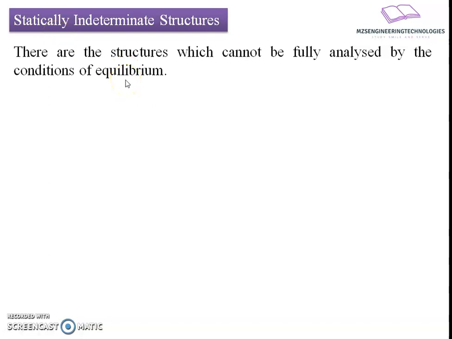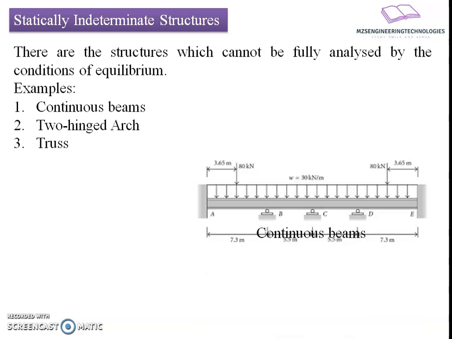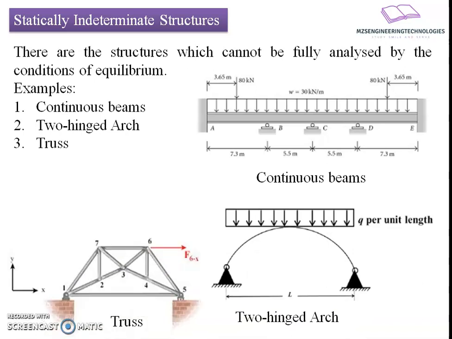Statically indeterminate structures are those structures which cannot be analyzed fully with reference to the available conditions of equilibrium. That means they have more forces than the usable available equilibrium conditions. Examples of statically indeterminate structures are continuous beams, two-hinged arches, and trusses.